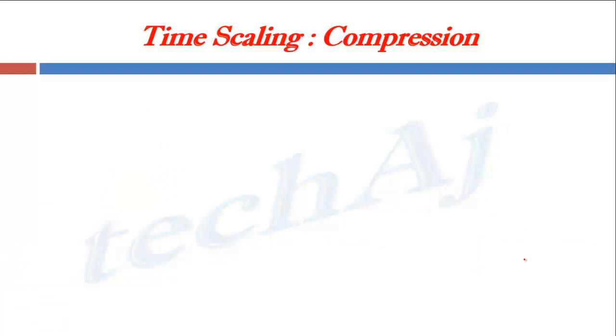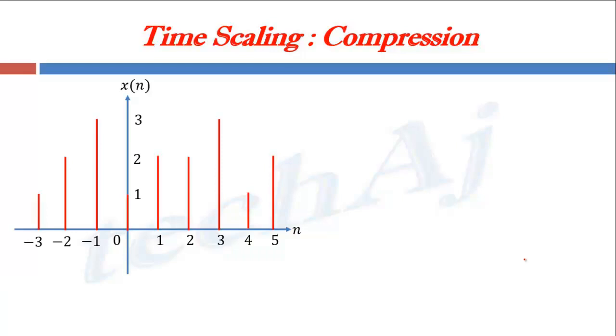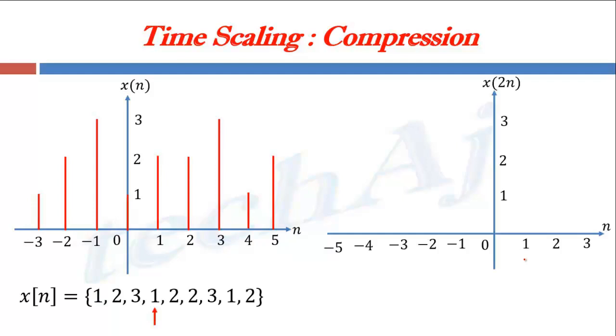Same way, the time scaling operation can be performed on a discrete time signal. Suppose we have given the signal x of n, and from this x of n, we have to obtain the signal x of 2n. Now here, the scaling factor is 2, which is greater than 1. That means our signal will get compressed. In discrete time, whenever compression happens, few samples will get removed from the original signal.